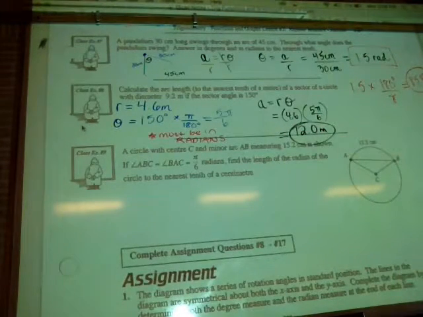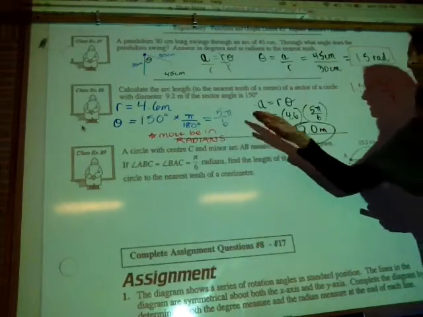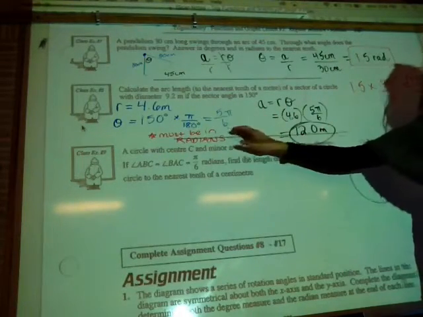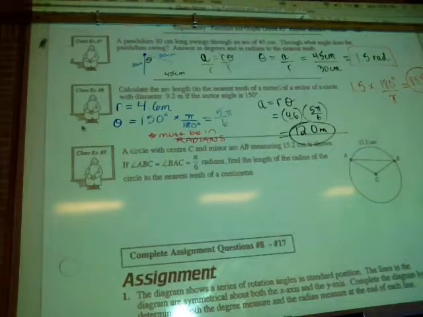Awesome. So I put a little note here, hopefully you guys caught it. The angle, if you're ever using the arc formula, has to be in radians, okay? This next one's a fun one. See if you guys can figure it out.